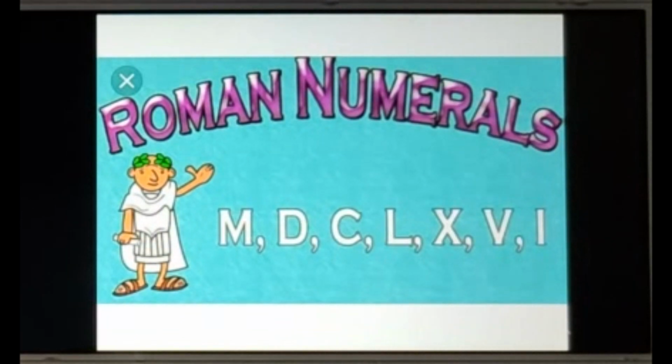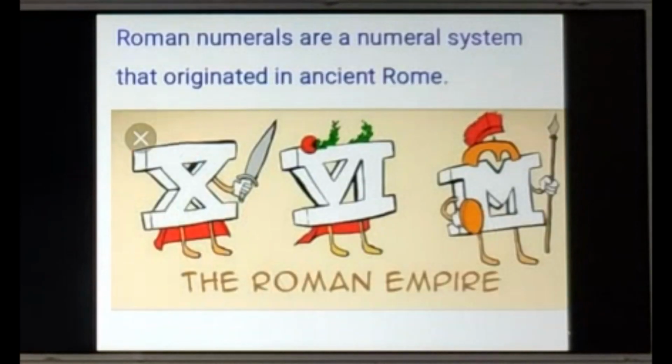So in today's class we are going to start a new chapter, that is Roman numerals, from the second chapter of composite maths. Let us start with what Roman numerals are. Roman numerals are a numeral system that originated in ancient Rome. You can see in the picture here the Roman numbers X, VI; these are all Roman numbers, and they were carried by the Roman Empire. So this indicates that Roman numerals originated from ancient Rome.